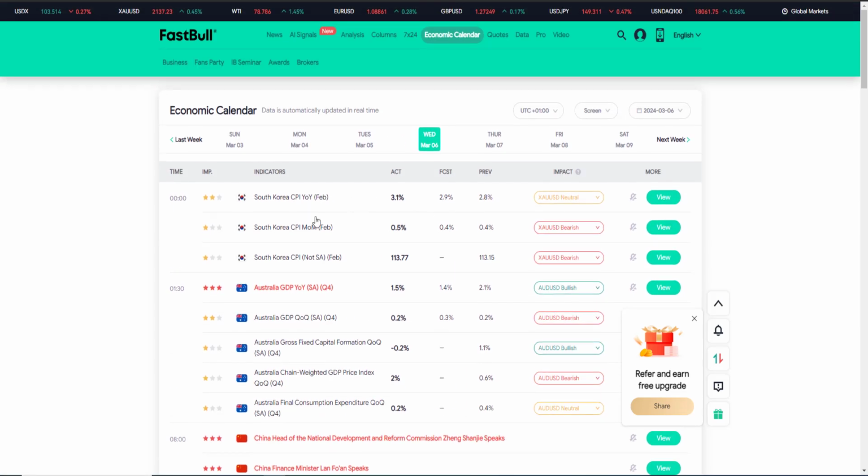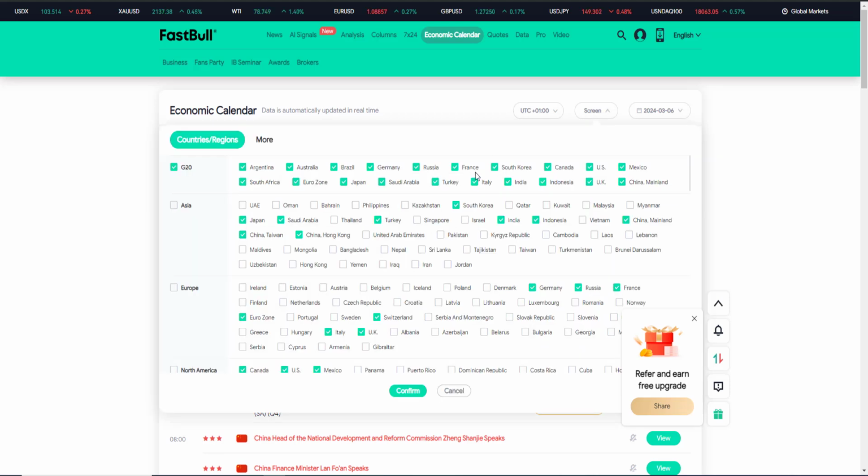You see the data, the country. You can actually filter it right here. When you come to screen, you can see different countries. All you need to do is untick and tick the ones you want, so that you can have accurate news. If you're trading any exotic currency, there is news also there. If you're trading the majors, you can also find it there.